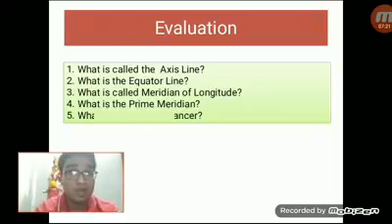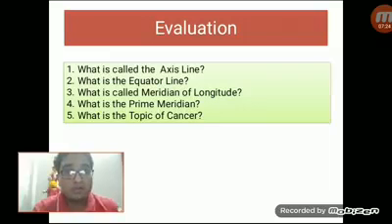Number five, what is the Tropic of Cancer? The Tropic of Cancer is the name of a latitude line, basically 23.5 degrees north latitude is called the Tropic of Cancer.